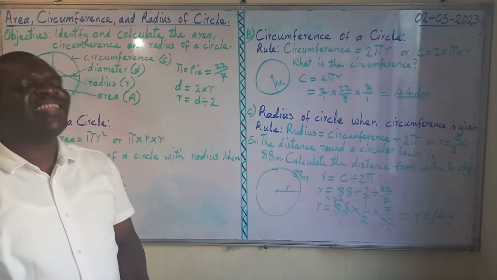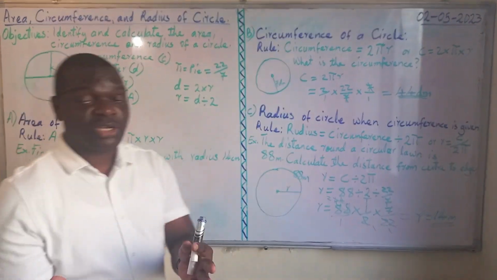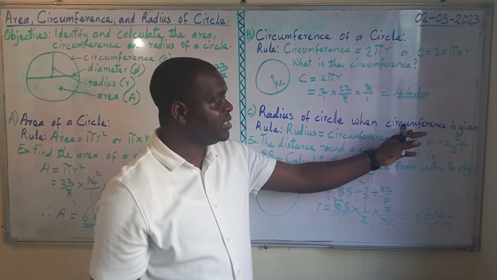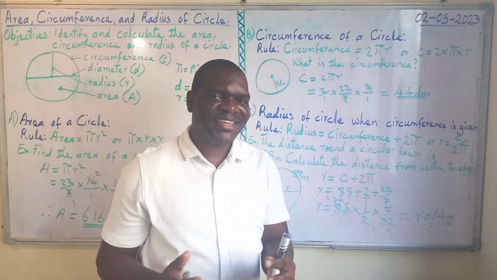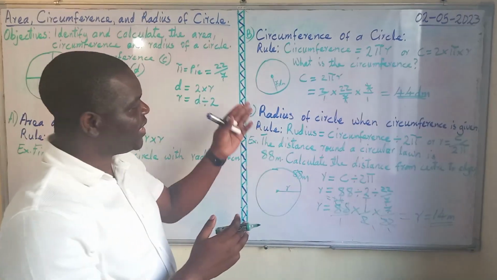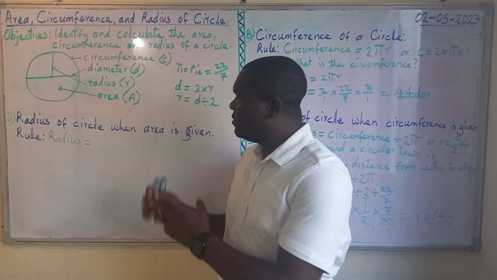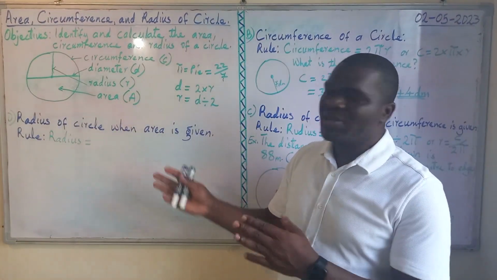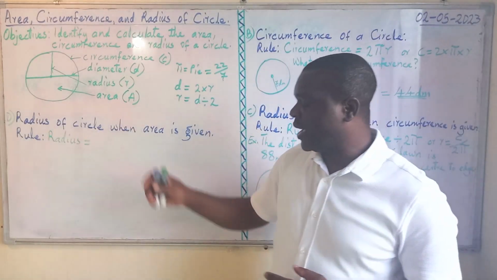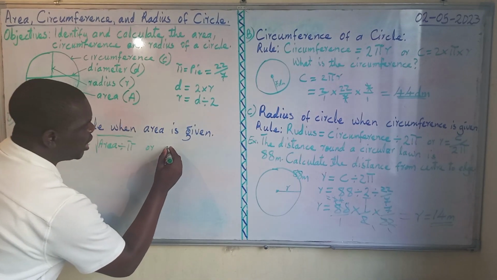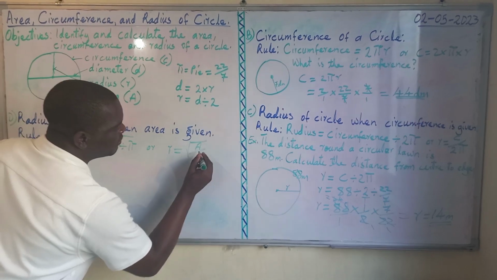If this is understood, then let's look at another way we can be asked to find the radius. It is not in all circumstances that they will ask you to calculate given the circumference. Sometimes they may give you the area. In that case, what do you do? Let's look at how to find radius when the area is given. In a case where area is given and you're asked to find the radius, what you do is as simple as this: the square root of area divided by pi. Or in short, r, which is radius, equals the square root of A over pi.